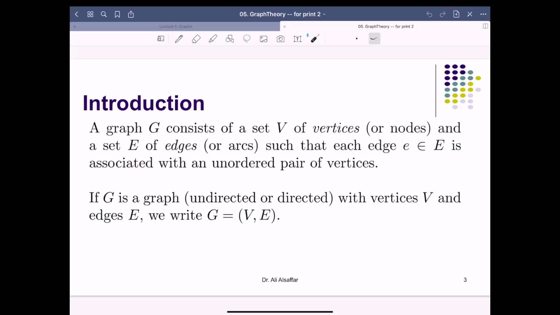So there are two types of graphs. One is undirected, so the edges don't have arrows, and another one is directed, with arrows. For both types we will have examples later. So this is how we represent graphs mathematically. We use G, the name of the graph, equal to an ordered pair, V and E. V will be the set of vertices and E will be the set of edges.